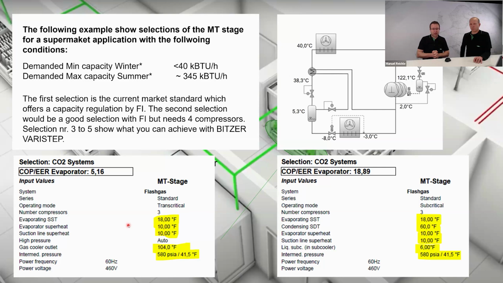As a calculation, we used 104 Fahrenheit as the gas cooler outlet temperature and 18 Fahrenheit evaporating temperature for the summer conditions, and in the winter condition the system is running subcritical. Then we calculate with a 60 Fahrenheit condensing, which has an influence on the lead compressor, because this is defining the minimum capacity in the winter conditions.